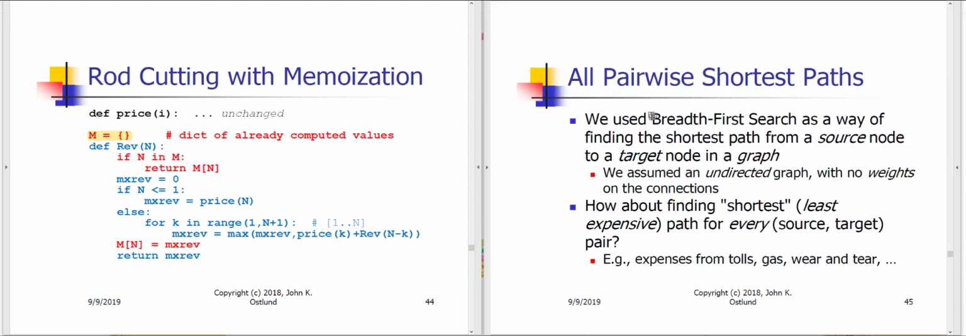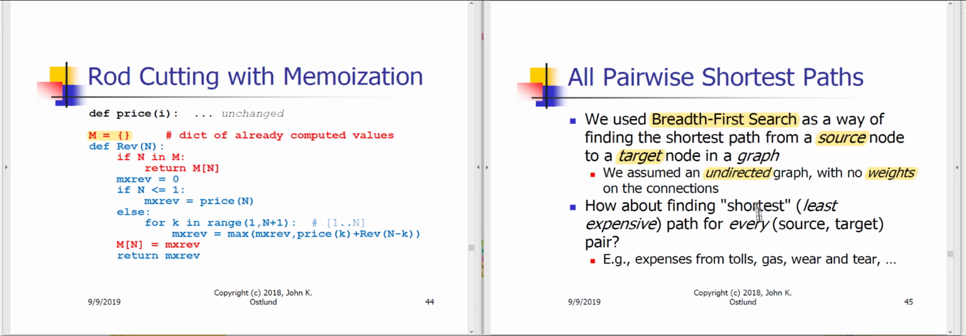Okay, so earlier we looked at breadth-first search, which gave us a way of finding the shortest path from some source node to some target node in a graph. In our example, we assumed that the graph was undirected, that is, you could go either direction from node to node. And we also assumed that there were no weights involved, that is, going from one node to another node just, in effect, had a cost of 1 or a constant cost.